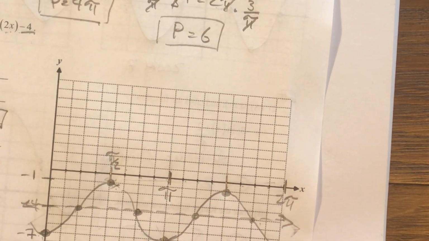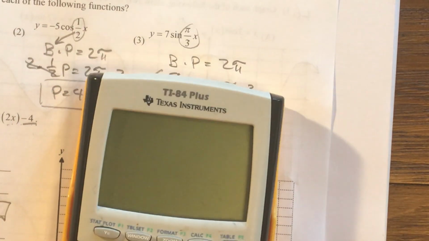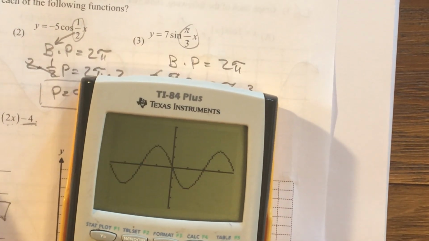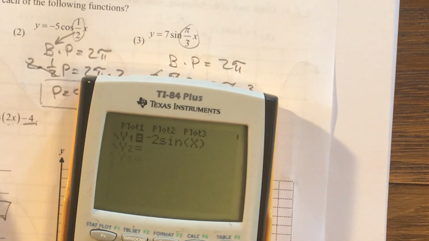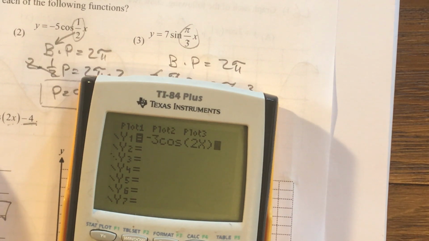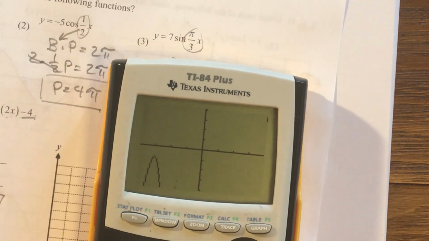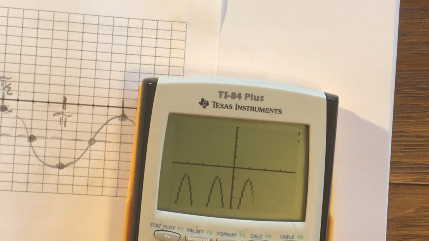Now, do you want to see this on your calculator? It's doable. Let me try it. Let's go to y equals. Let's clear that out. We got a -3. We got a cosine. We got 2x, close it, minus 4. Now, if I just do zoom 7, I'll see some of it, but I'm not going to see the whole thing. Okay. Why?